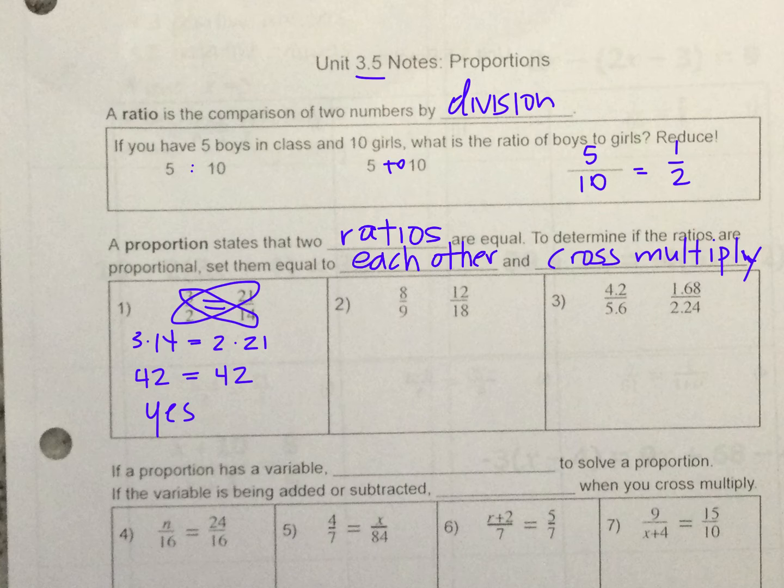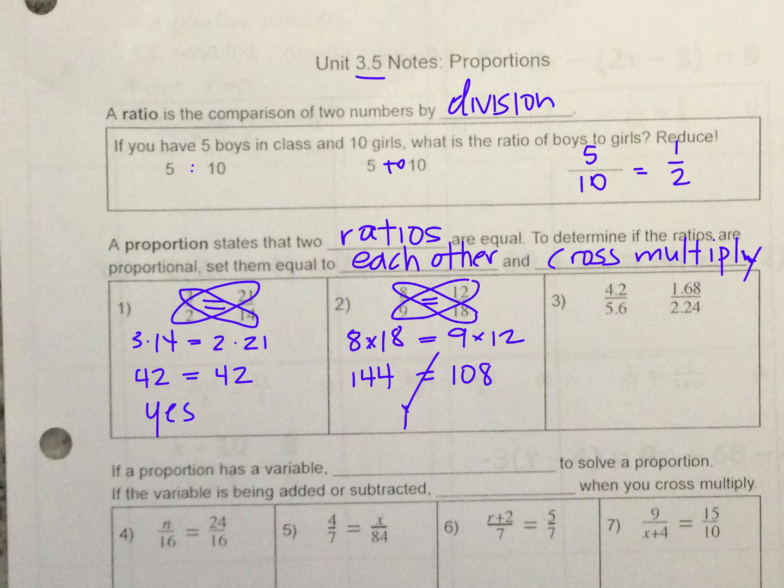Let's check the next one. Set it equal. 8 times 18 is going to be equal to 9 times 12. 8 times 18 is 144, which is not equal to 108. That is not true. So those ratios are not proportional.